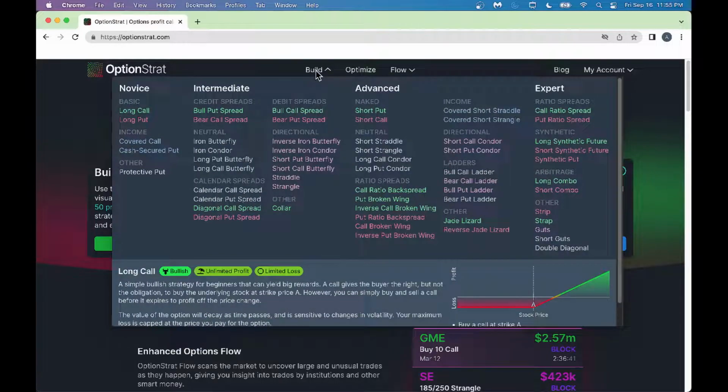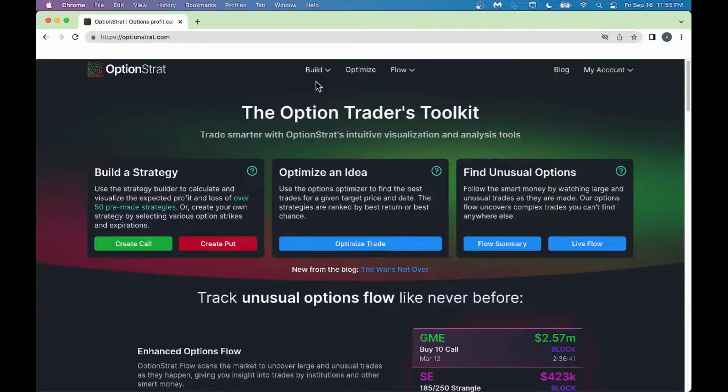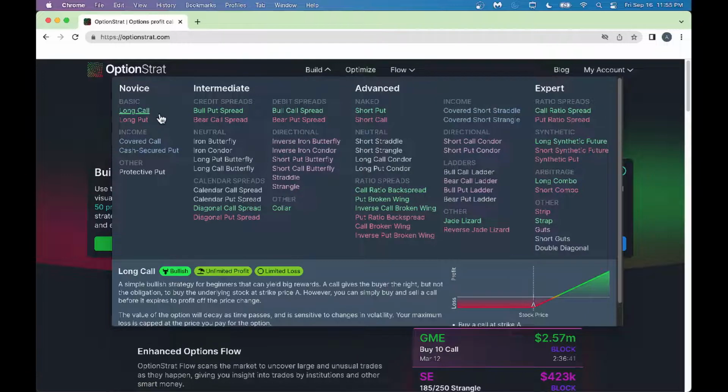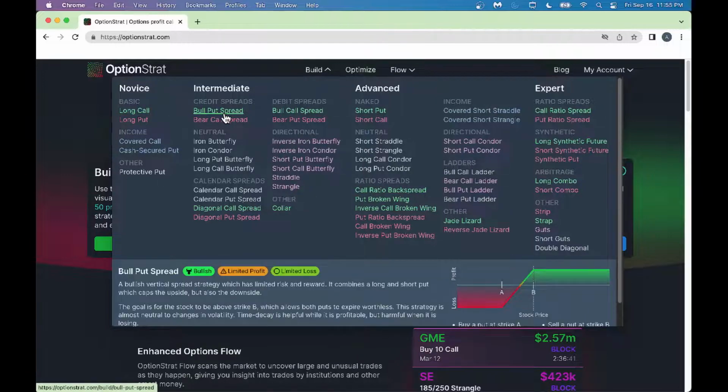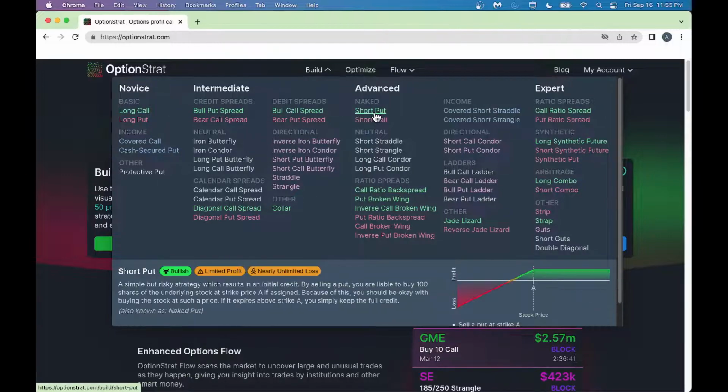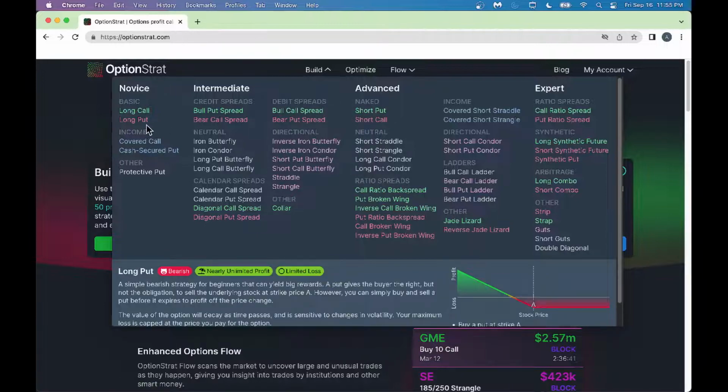Then there is an intermediate category, an advanced category, and finally an expert category. And look, they have put so much thought into it. They've color coded all these bullish strategies. They're in green. Look, a long call is in green, then there is bull put spread in green. All the green strategies are bullish strategies, and all the red strategies are bearish strategies. Look, long put, it's a bearish strategy. You make money as the stock comes down.